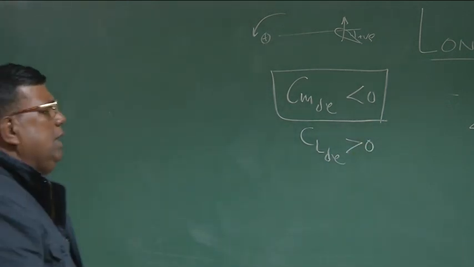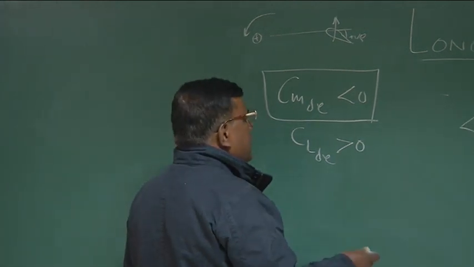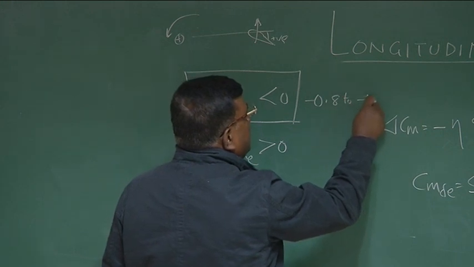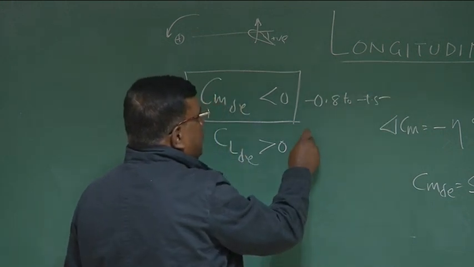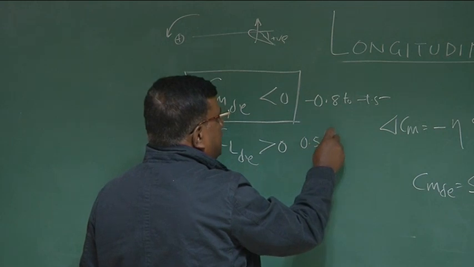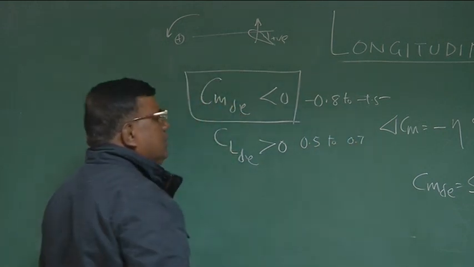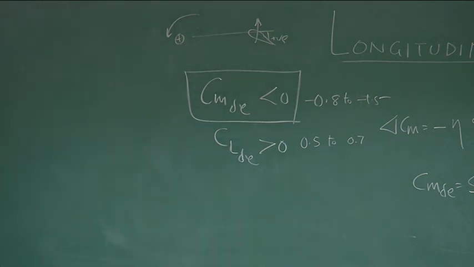Typical value of Cm delta E for lightweight aircraft will be from minus 0.8 to minus 1.5. CL delta E could be 0.5 to 0.7. Around this type of range you will get it, right?